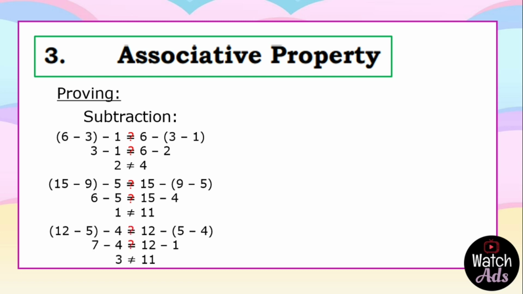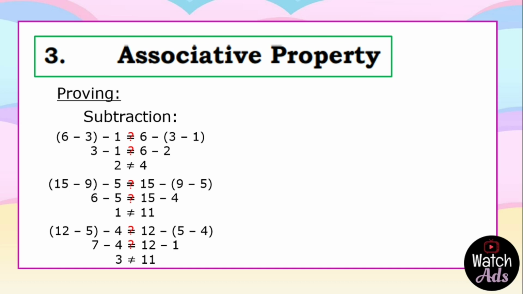And for our last example, 12 less 5. This is the first thing that we have to subtract. That gives us 7 less 4. On the right side, we subtract 5 minus 4, that is equal to 1.